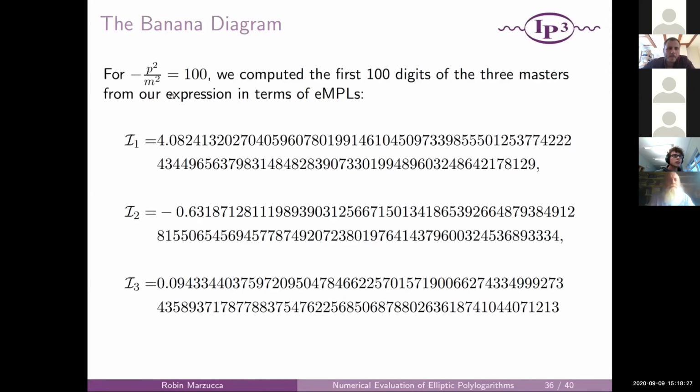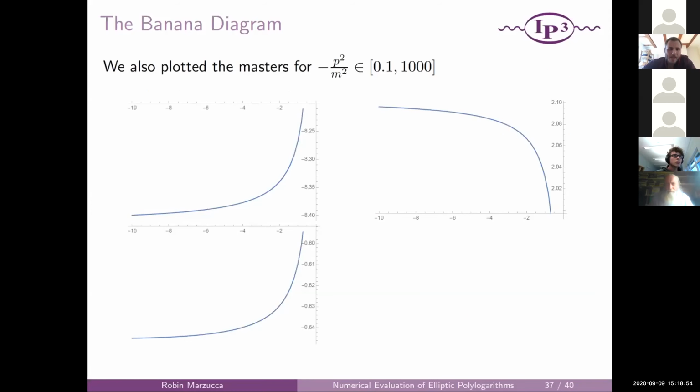So for one, we evaluated it for the ratio minus p squared over m squared equal to 100, and I computed the first 100 digits. I'm showing you the first 100 digits of the 3 master integrals at this value, which of course we could cross-check using the expression in terms of iterated Eisenstein integrals that we had. Yeah, so this worked pretty nicely.